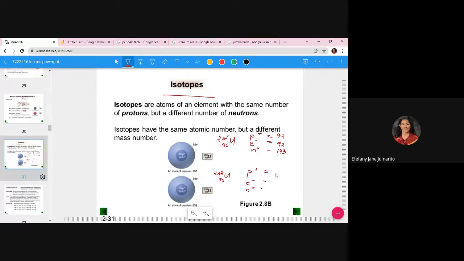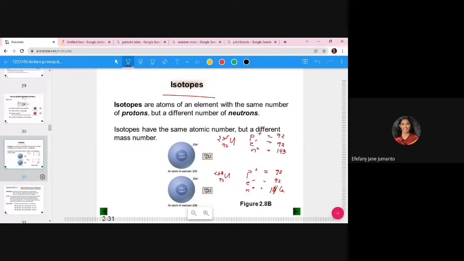Now uranium 238: 92 protons, 92 electrons, and 146 neutrons. As you can see, uranium has isotopes. We can have uranium 235, the same protons but a different number of neutrons: 143 for one, 146 for the other. So there are elements that exist as isotopes. There is a long list of isotopes.